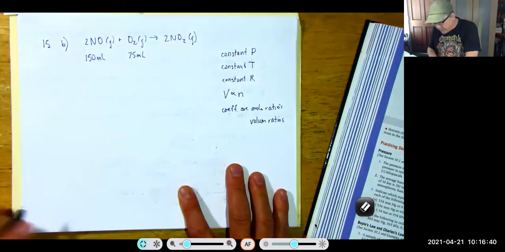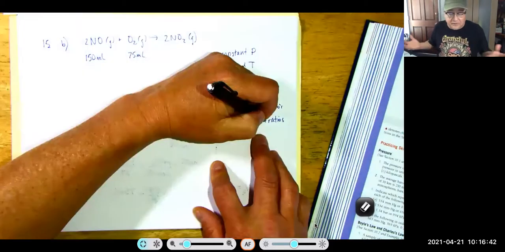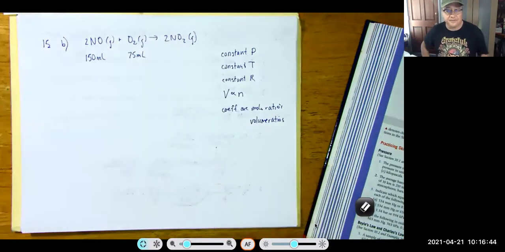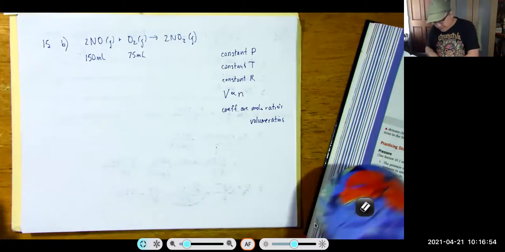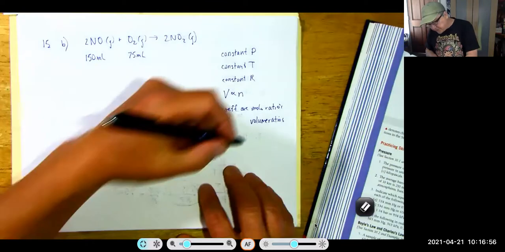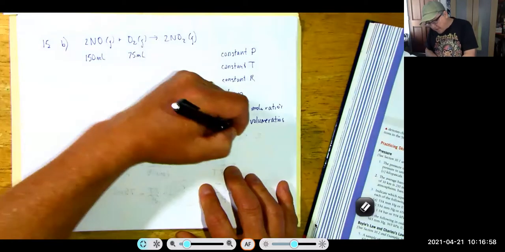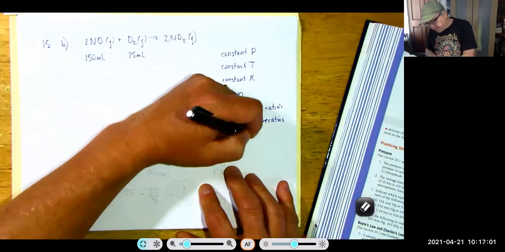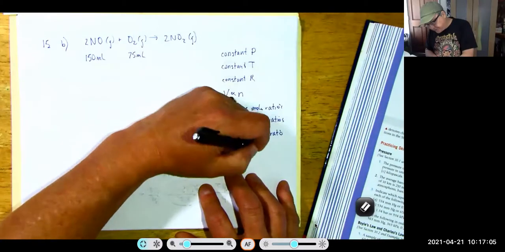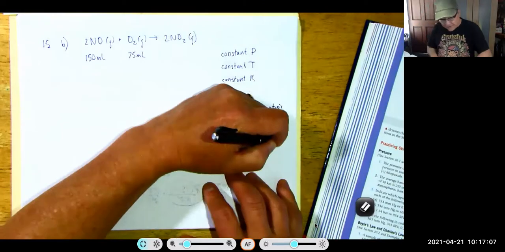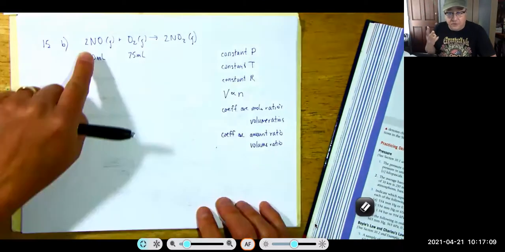And the neat thing about volume is there's many different types of volumes we can use. It's our choice, but there's only one mole we can use, right? What I should really be writing here is that the coefficients are amount ratios and volume ratios. Because when we talk about amounts, this two could be just two.